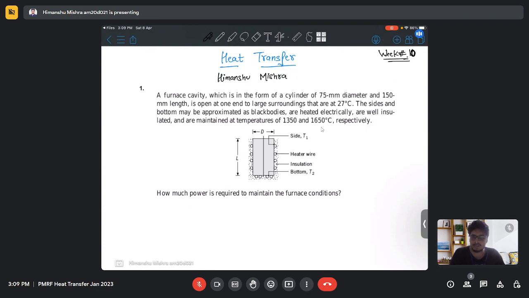In the first question, there is a furnace cavity in the form of a cylinder of 75 mm diameter and 150 mm length. It is open at one end to large surroundings that are at 27 degrees Celsius. The sides and bottom may be approximated as black bodies, are heated electrically, are well insulated, and are maintained at temperatures 1350 and 1650 respectively. We need to find the total heat transfer required to maintain the furnace condition.